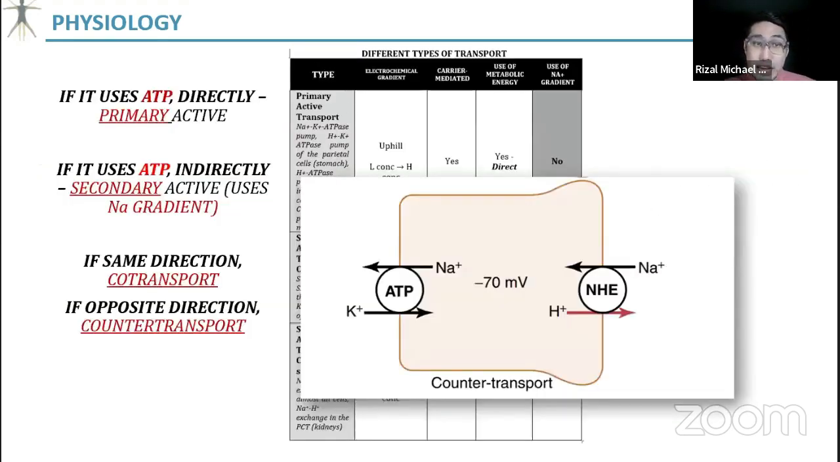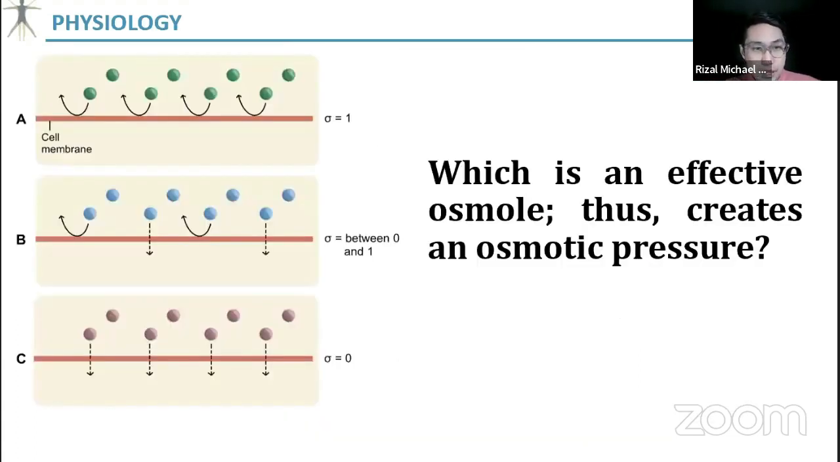Okay. So that's the first part ng cells natin, no, yung cell transport. It's very high yield, no? So very important siya, especially if you correlate it with your pharma. So for this one, which is an effective osmole, thus creates an osmotic pressure. Is it A, B, or C?